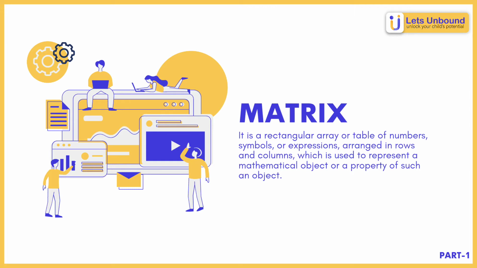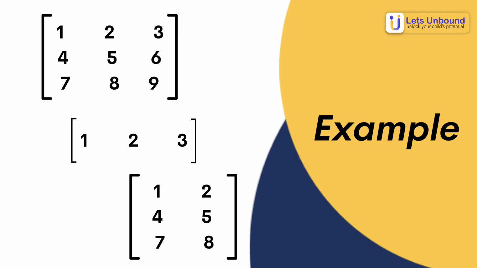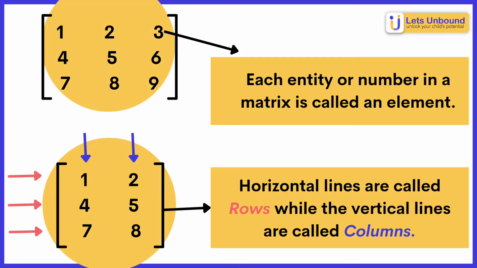Let's understand matrix more by seeing some examples. So these are some examples of matrices. You can see how the rows and columns are arranged in different patterns. Here, each number, or you can say entity, in this matrix is called an element. So each number like 1, 2, 3, which are entities of the given matrix, are called elements.